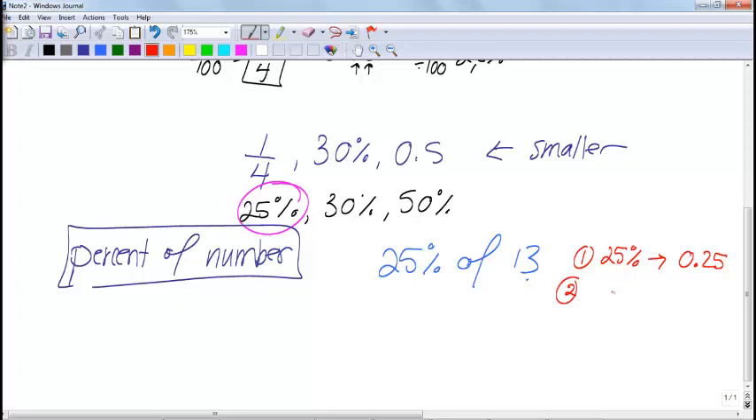Next step is you take that decimal and multiply it by the 13. Sometimes people just want to go ahead and go 25 times 13, but again, it needs to be the 0.25 times 13. So I'm going to use my calculator here. 0.25 times 13 ends up being 3.25. So 25% of 13 is 3.25.